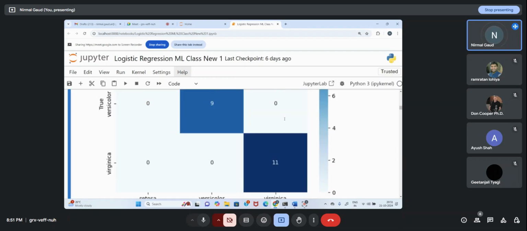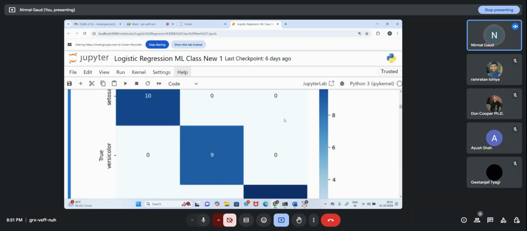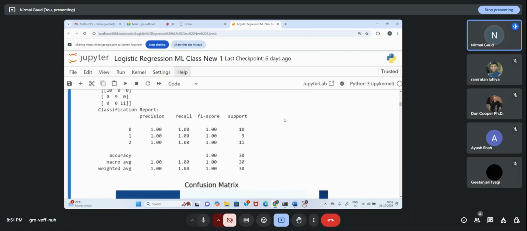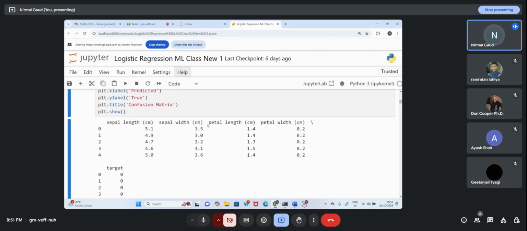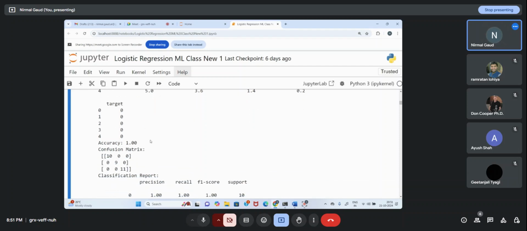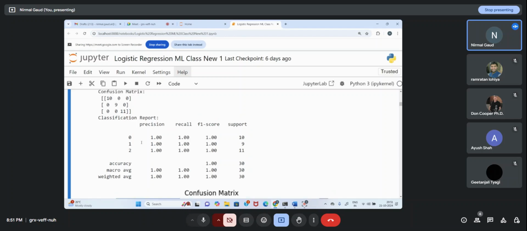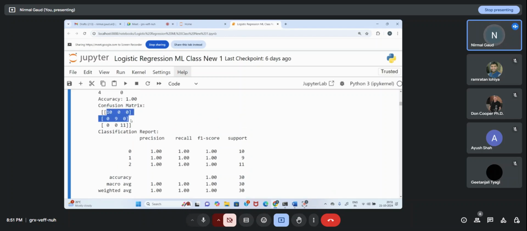This is the confusion matrix and this is the classification report. Now you can see our accuracy for Iris was 100%. Accuracy 1 means 100%. When I printed the confusion matrix, the model is not at all confused in any of the classes. You can see 10 0 0, 0 9 0, 0 0 11. That means the model understands everything.